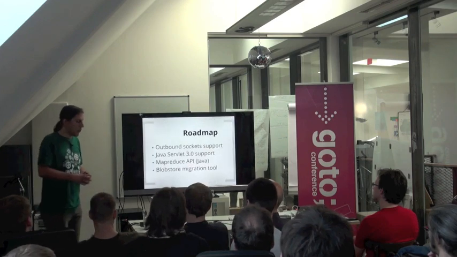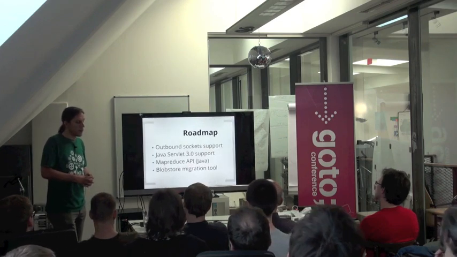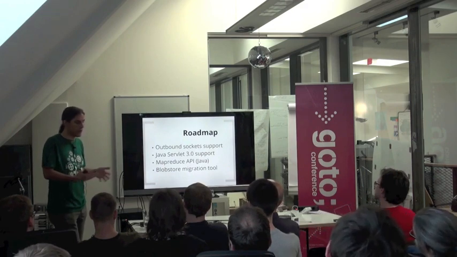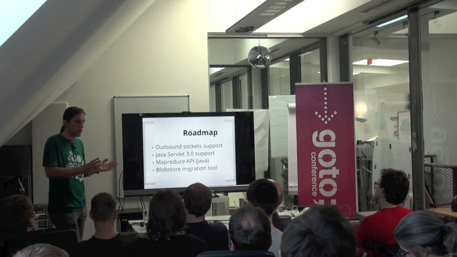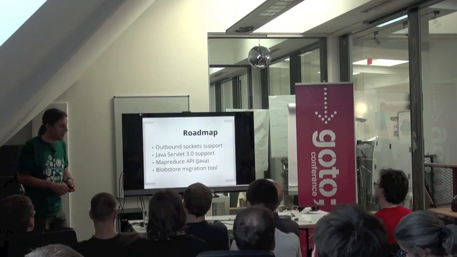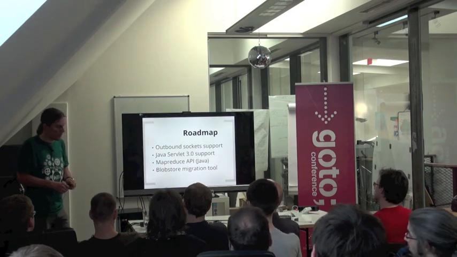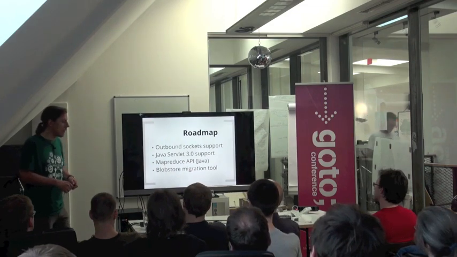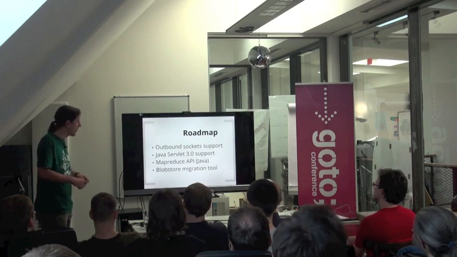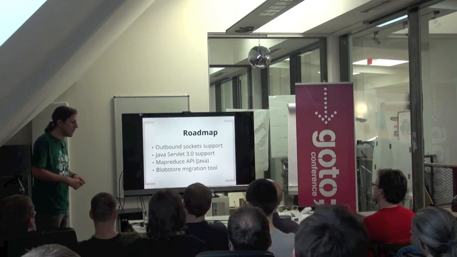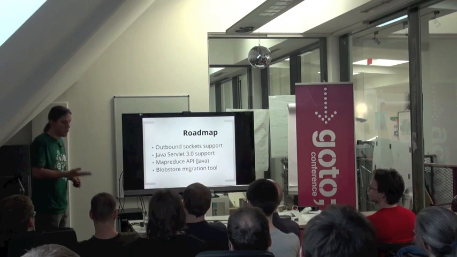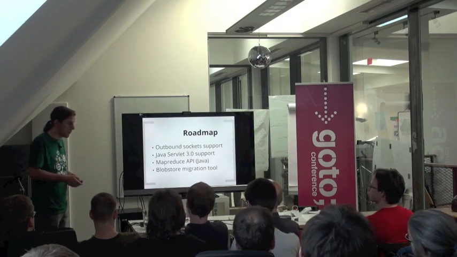Yeah, so what are some things on the roadmap? Well, outbound socket support to talk to other services. This is not possible right now, so it's not possible to open up a net connection to some other services from Google App Engine. There will be support for the Java Servlet 3.0 API for asynchronous transfer, MapReduce API, and Blobstore migration tool.